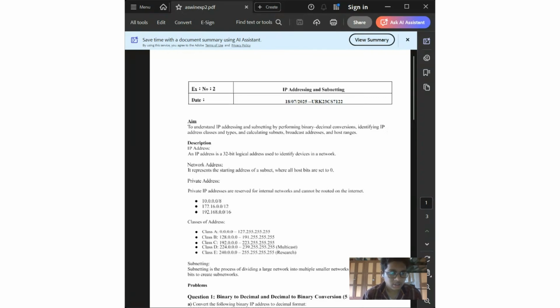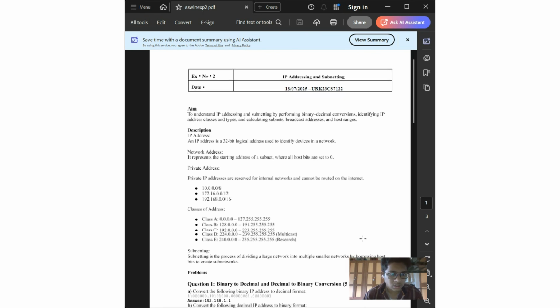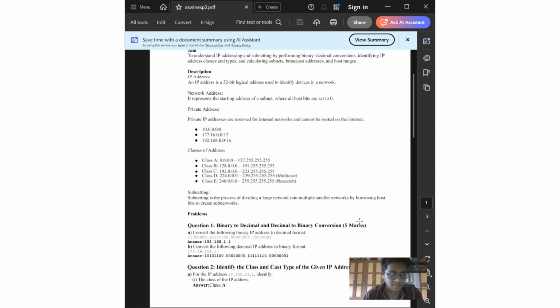Today we are going to section number two, IP addressing and subnetting. The main topic is IP addresses and subnetting. An IP address is a 32-bit logical address used to identify a device in a network. A network address represents the static starting address of a subnet where all host bits are set to 0. Private IP addresses are reserved for internal networks and cannot be routed on the internet.